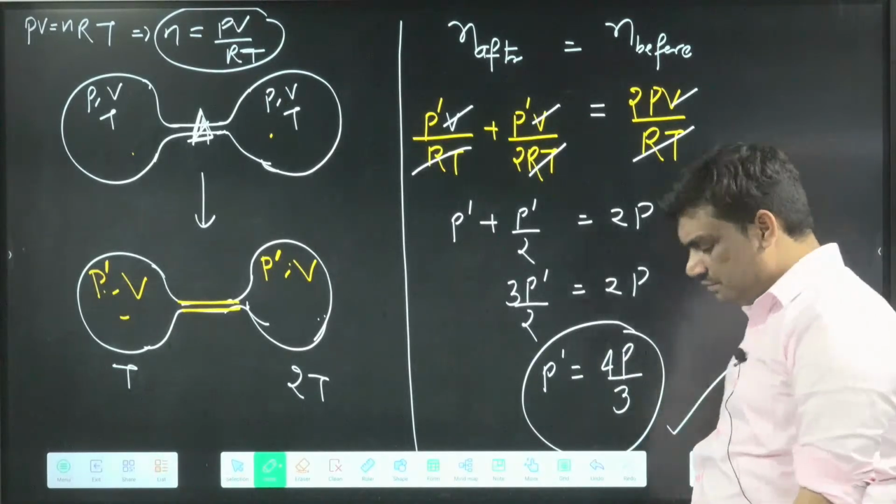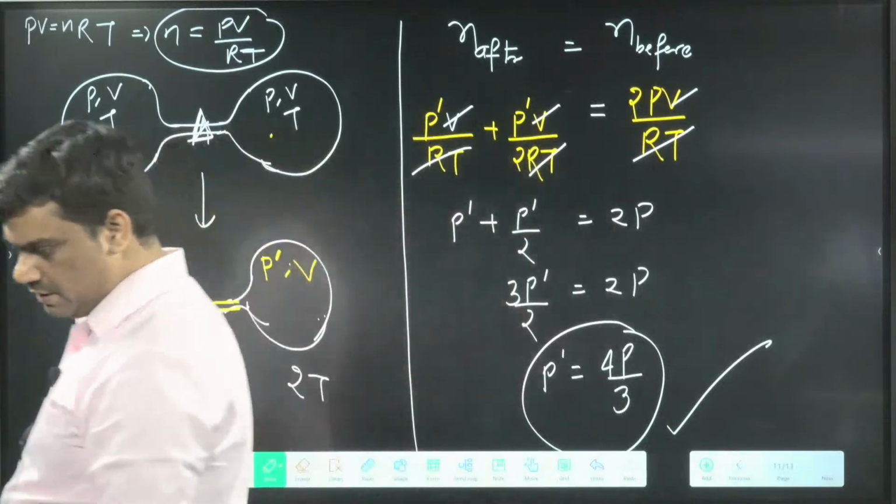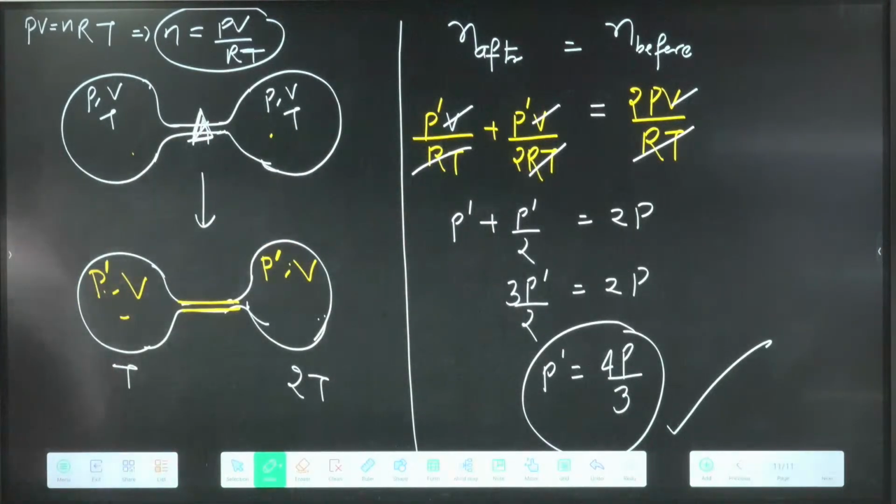Can we write the next question now? Next one. So everywhere you have to do the same thing. Initial mole and final mole will be same, and pressure throughout the container will be same.